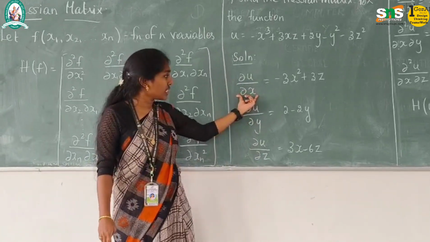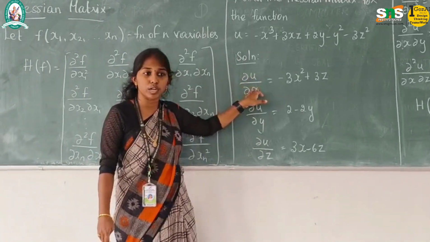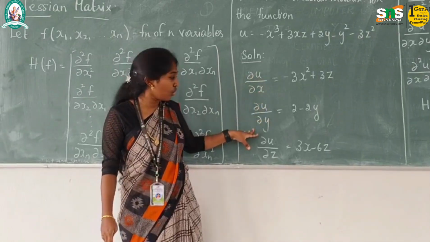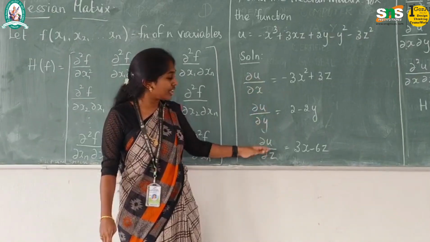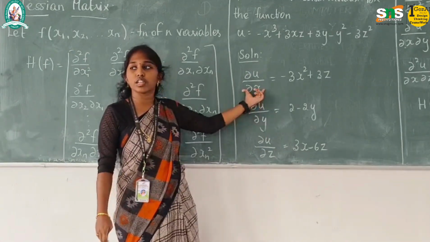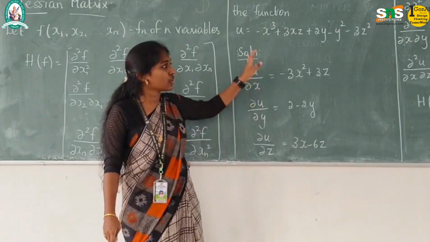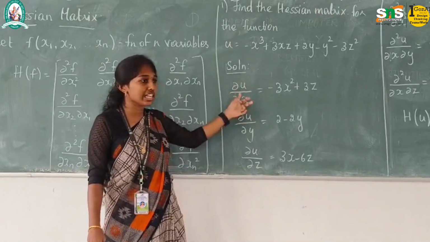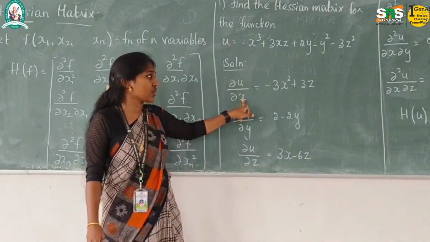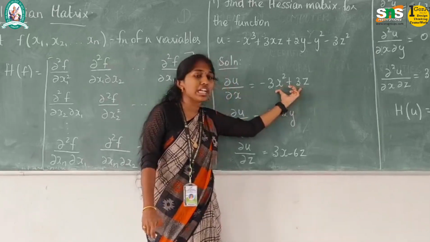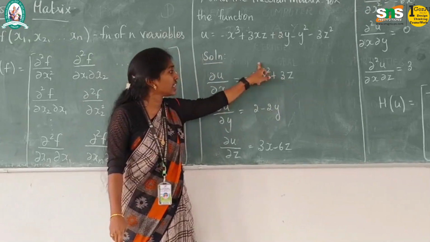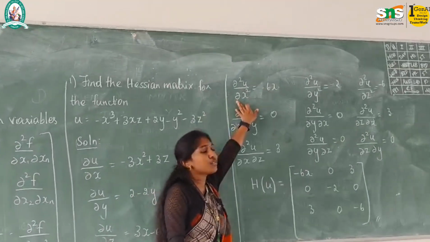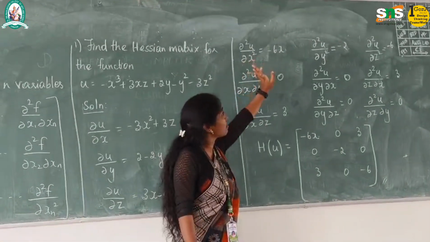Next we are going to find the second derivative for all these three values. That is, we differentiate dou u by dou x with respect to x, y, z. Again we differentiate the second function, dou u by dou y, with respect to x, y, z, and similarly for the last one. First we differentiate dou u by dou x with respect to x. I get dou square u by dou x square, which is minus 6x.